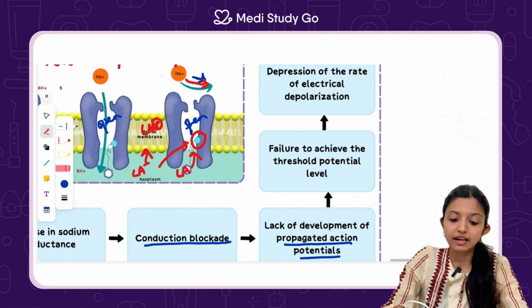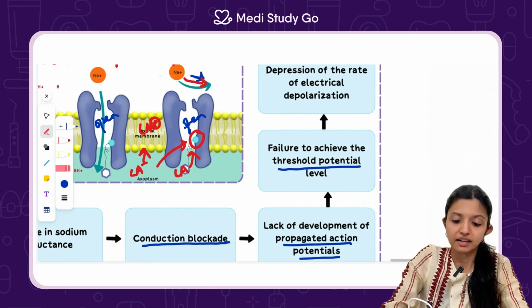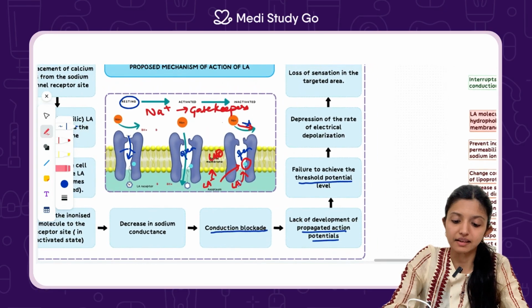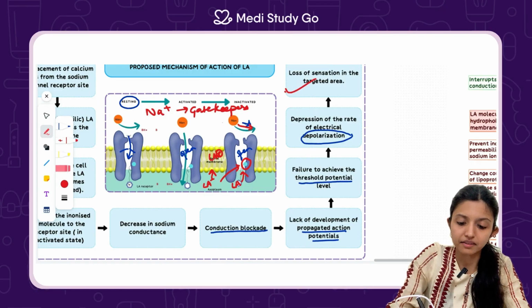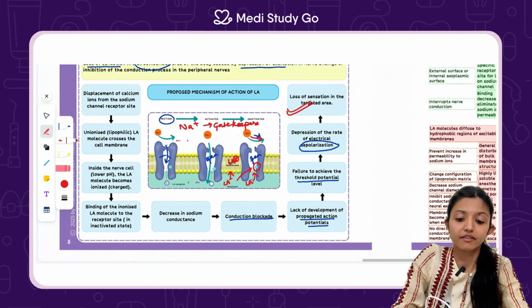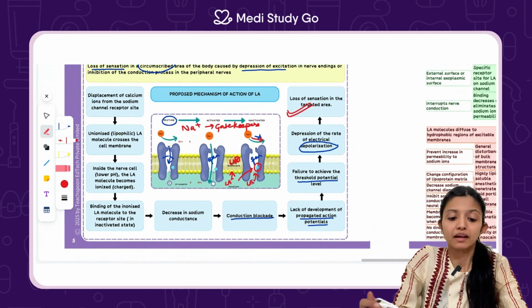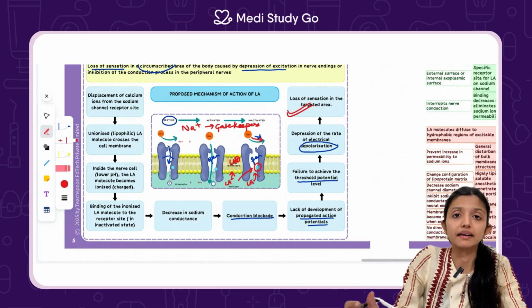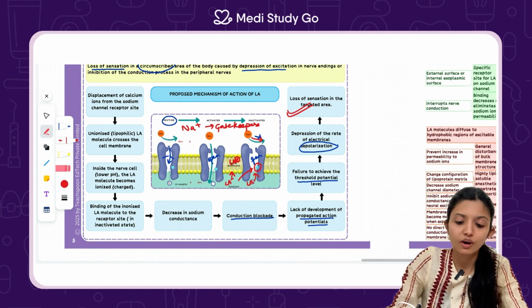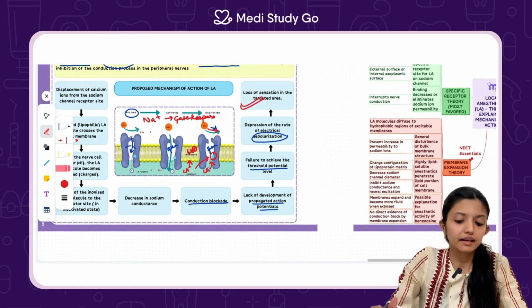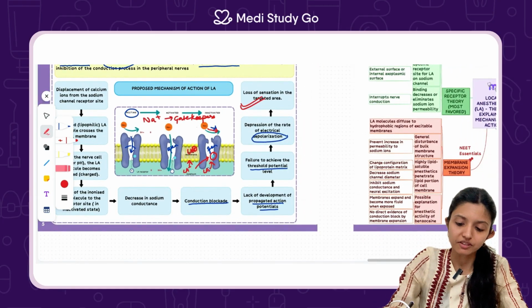This leads to a failure to achieve the threshold potential and depression in the rate of electrical depolarization, ultimately leading to a loss of sensation in the targeted area. So our ultimate aim is that we should not feel any pain. This is how local anesthetics work. They render the area numb by binding to the receptor at the inner surface of the cell membrane. They do not let the sodium pass through, and that is how the depolarization of the nerve is blocked.